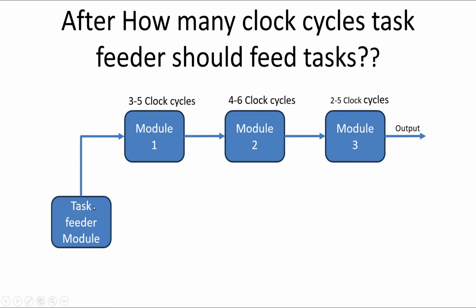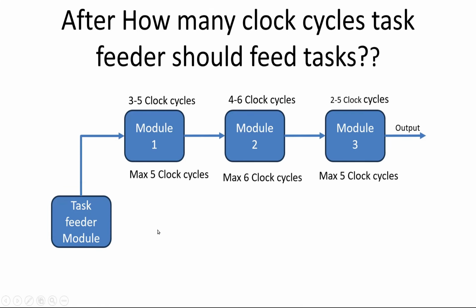Friends, before figuring out the number of clock cycles taken by task feeder to feed tasks to module 1, we must understand that module 1 may take 3 to 5 clock cycles depending on the task type. Similarly, module 2 can take 4 to 6 clock cycles to process a task given to it depending on the task type. Similarly, module 3 may take 2 to 5 clock cycles to process a task depending on the task type.